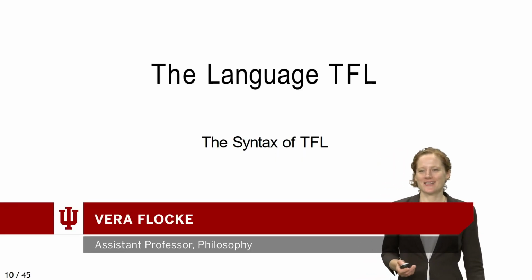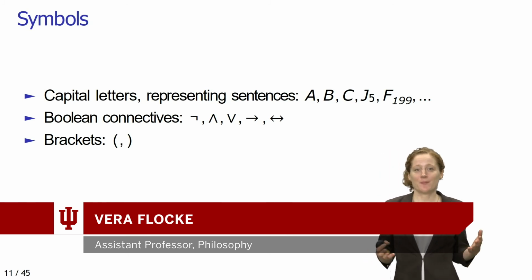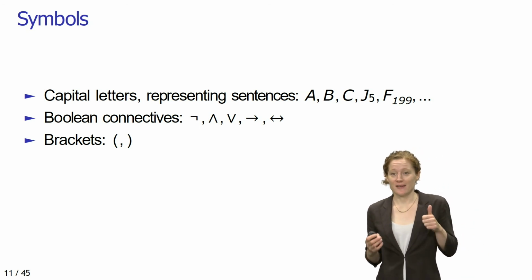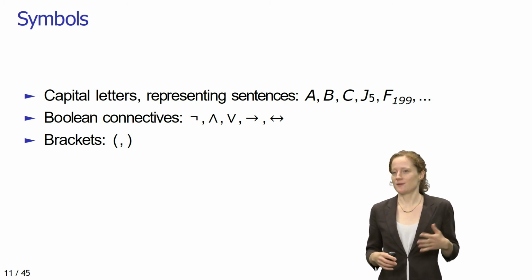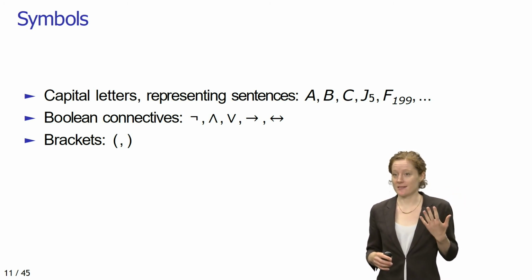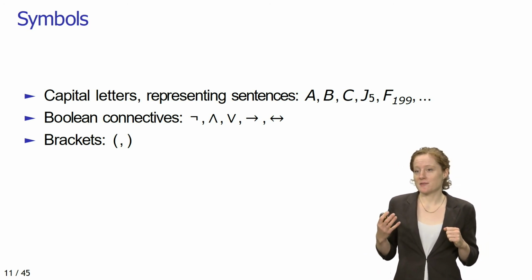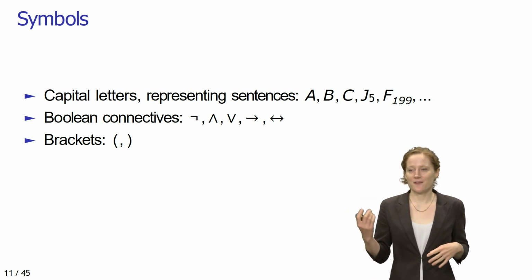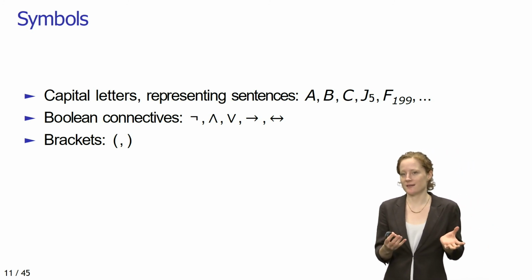Okay, let's talk about the syntax of TFL. TFL is made up of three main groups of symbols. First, we have capital letters that represent sentences. So for example, A, B, C, these capital letters represent sentences. They also may be subscripted. So for example, J subscript 5 or F subscript 199 also counts as a capital letter that represents a sentence.